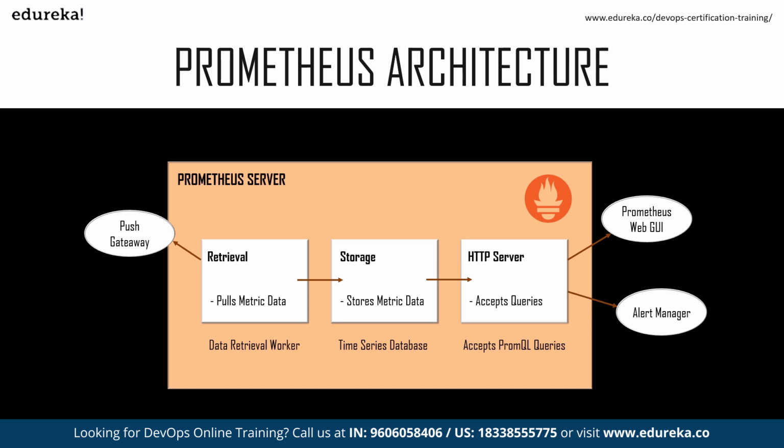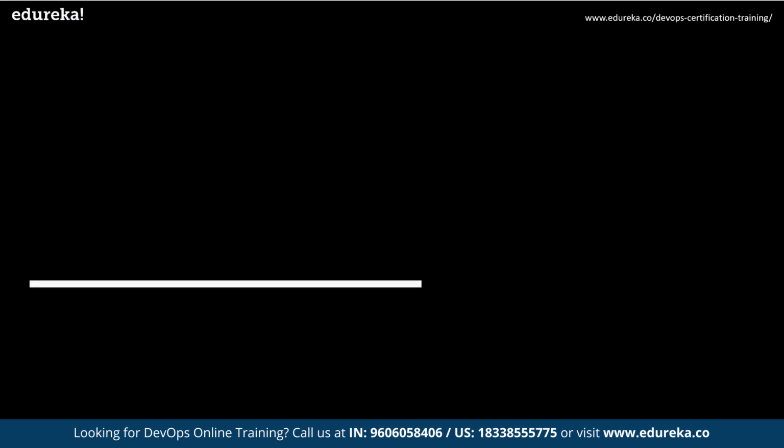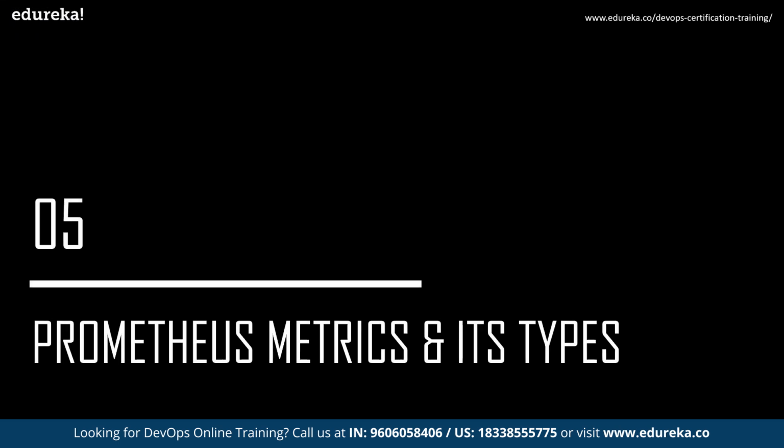Now, I hope the Prometheus server is clear to you. So the main component here is the Prometheus server, which is divided into three parts: the retrieval part, the storage part, and the HTTP server. The HTTP server accepts queries and displays them in the graphical user interface. Also, we'll be learning about Alert Manager later on in this session. So I hope all of these are clear. Let's move on to the next part of this session and learn about Prometheus metrics and their types.